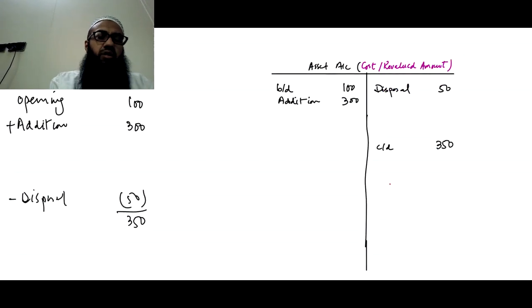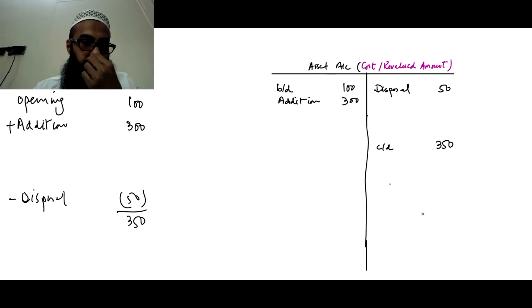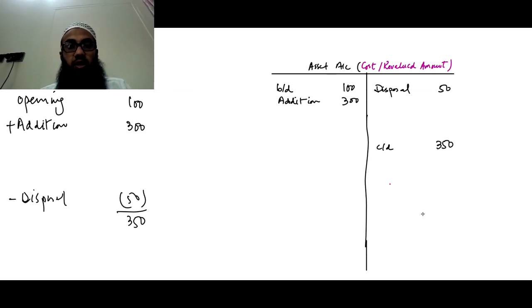Asset account, this is called gross carrying amount, and this is called accumulated depreciation, no problem. Just writing the T account into the statement form is called a note. Sirf aur sirf agar aap T account se utha kar statement form mein likh dete hain to ye aapka note hai.